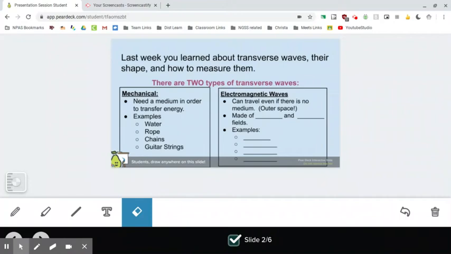But we're dividing transverse waves into the two categories, one of which you already know. Mechanical is any wave that has to have a medium, otherwise it will not travel. And that is on the left-hand side. Examples for that would be water, ropes, chains, and guitar strings.